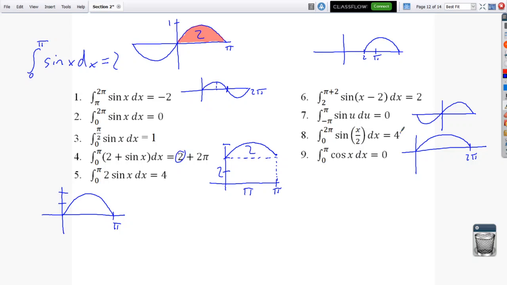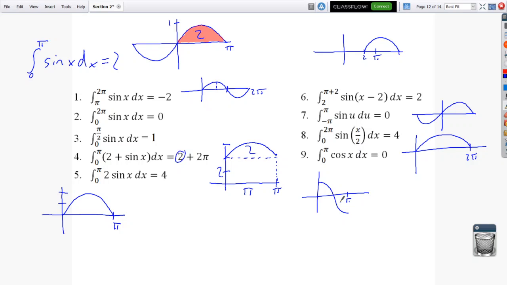And the integral from 0 to pi of cosine of x. Okay, fine. I'll show you guys how it's made here. Cosine looks like that from 0 to pi. If I look at that shape, I've got half above and half below.